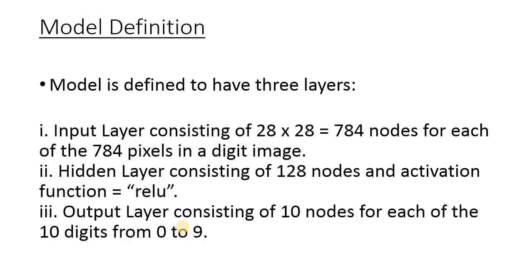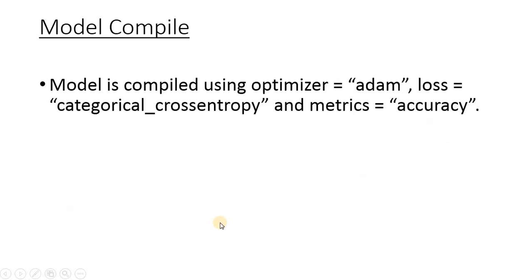The model definition. The model is defined to have 3 layers. The input layer consisting of 28 by 28, that is 784 nodes for each of the 784 pixels in the digit image. There is a hidden layer consisting of 128 nodes, and the activation function is relu. So those who have understood what deep neural networks are, you must have come across one input layer, a hidden layer, and an output layer. This is the input layer. Output layer is just 10 outputs. It's a 10 class problem predicting 0 to 9.